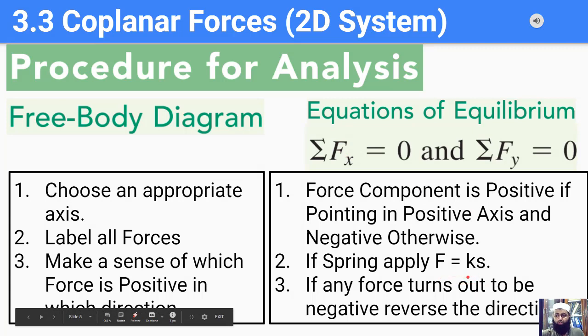Okay, as we discussed before, any force that turns out to be negative, we reverse the direction that we initially assumed. Okay, so this is the procedure of analysis. We would apply this procedure on a few examples to get a clear picture of what we are talking about.